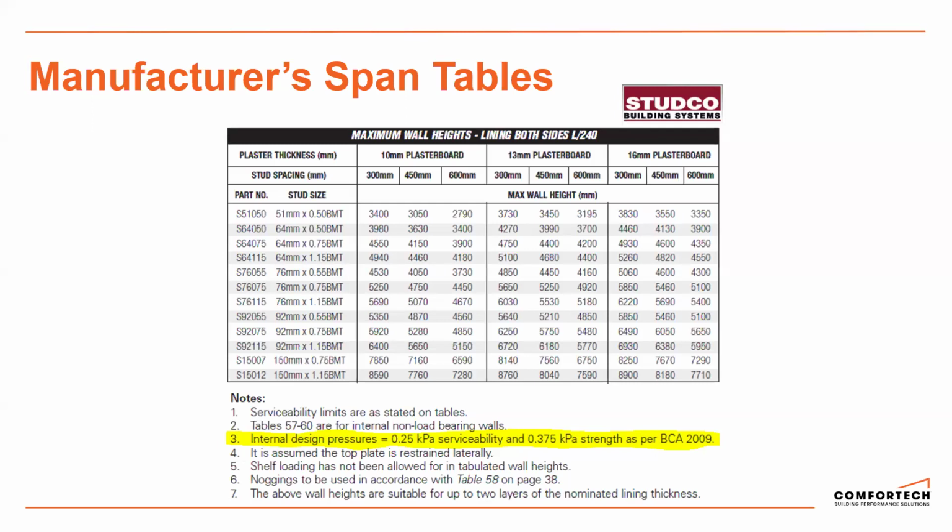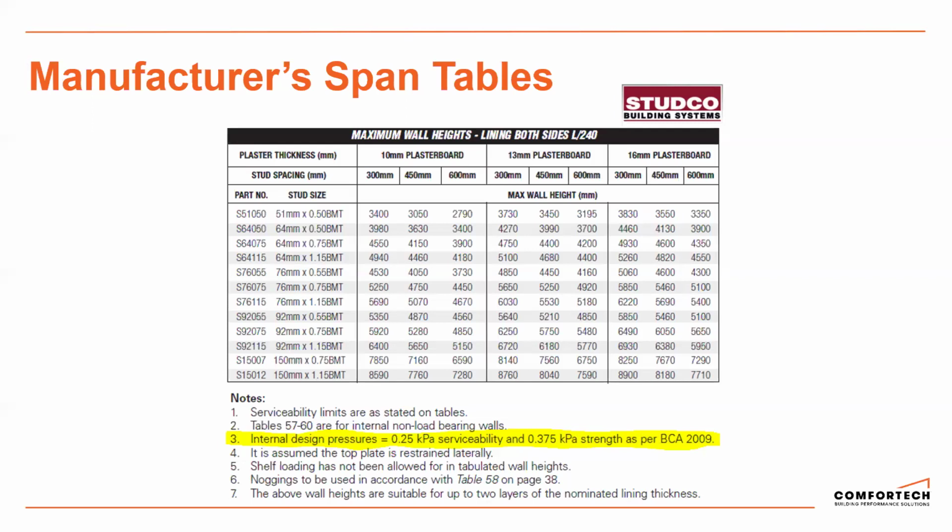I've highlighted here in yellow the internal design pressure, and this is where the catch is with these type of design tables. So this one has an internal design pressure of 0.25 kPa. So it's not actually very high. It's a very low wind zone. So if you are in an area with a high wind zone, we can't use that table.